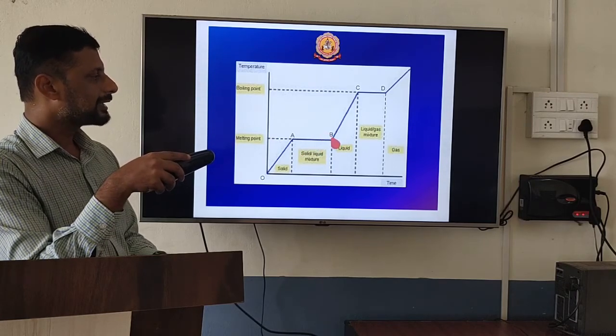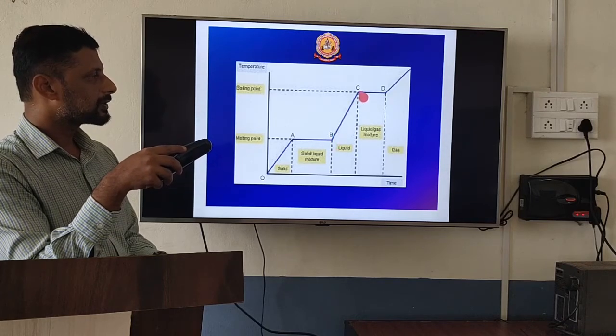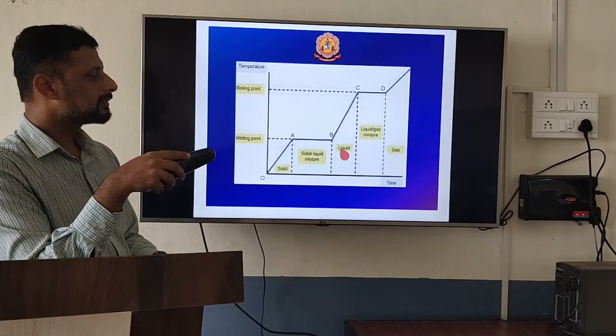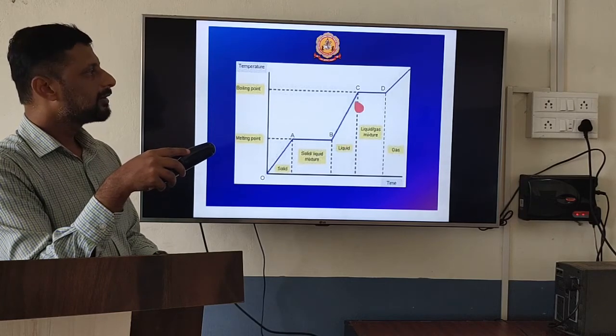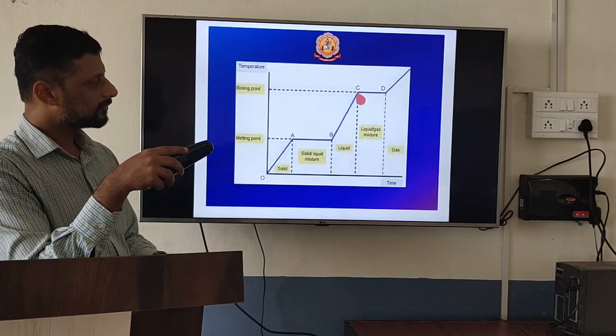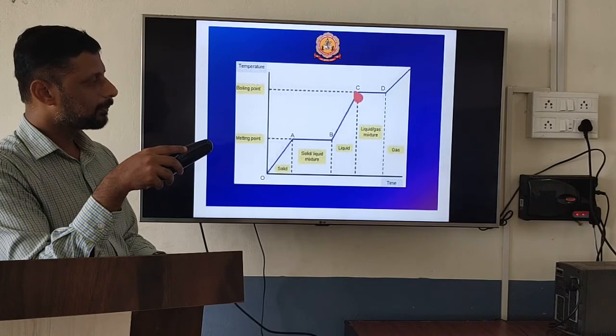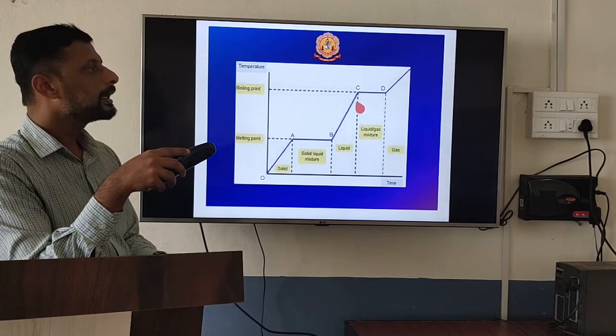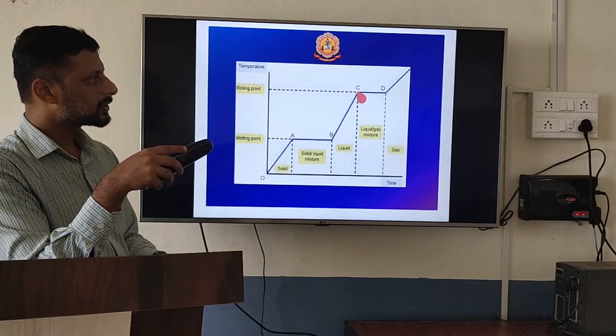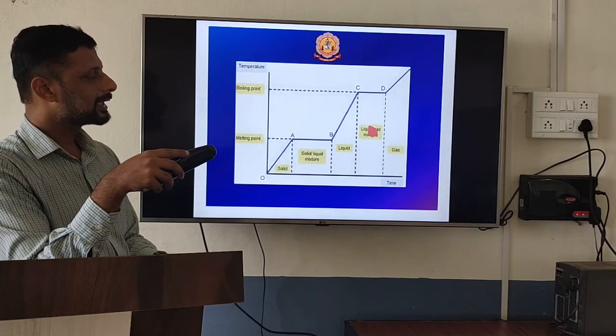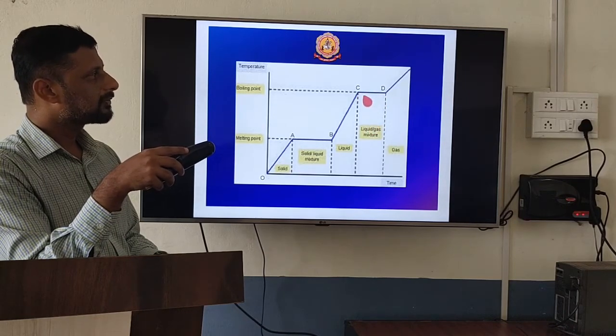Once all the solid gets converted into liquid, thereafter what will happen? The temperature once again starts to increase, but the matter exists in which state only? Liquid state only. If the temperature reaches the boiling point, that is 100 degrees Celsius, then what will happen? The liquid starts to evaporate. So this indicates there is a conversion from liquid to gas.